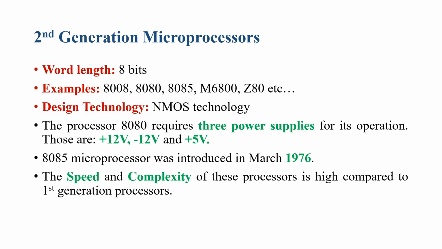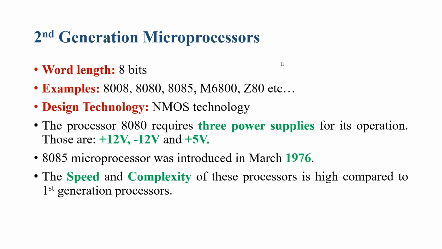The examples of second generation processors are 8008, 8080, 8085. These are three processors from Intel. Another one is M6800, a processor from Motorola, and Z80 from Zilog. Coming to the second generation, so many manufacturers came into the picture in the designing of microprocessors, as we understand from these examples.